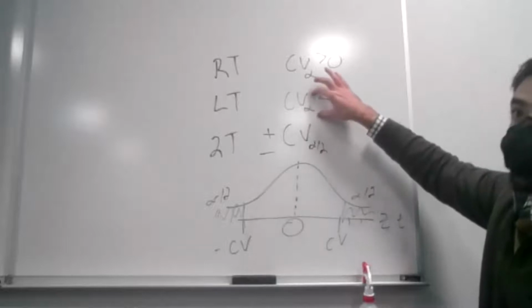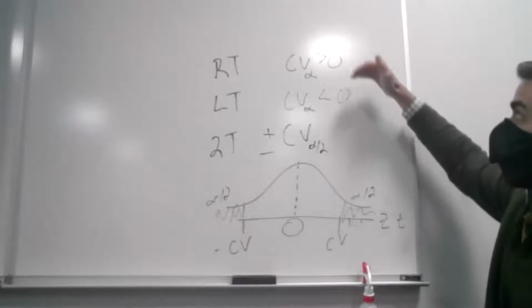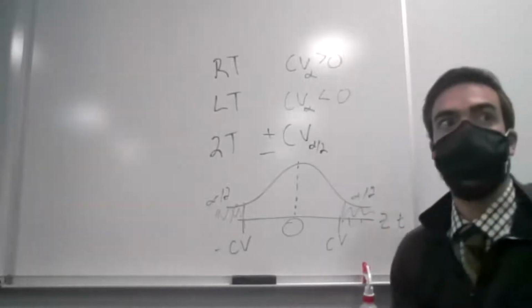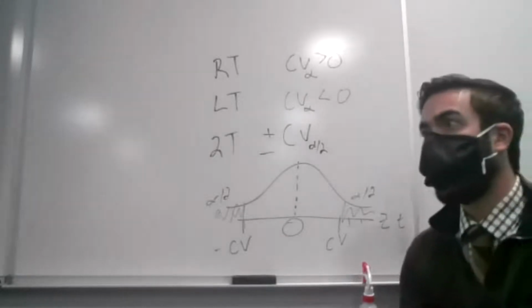Now, left tail, it's alpha in the left tail. Right tail, it's alpha in the right tail, which makes my critical values positive for right tails, negative for left tails. Might be a way to keep that written down, like a little cheat sheet thing too, okay?